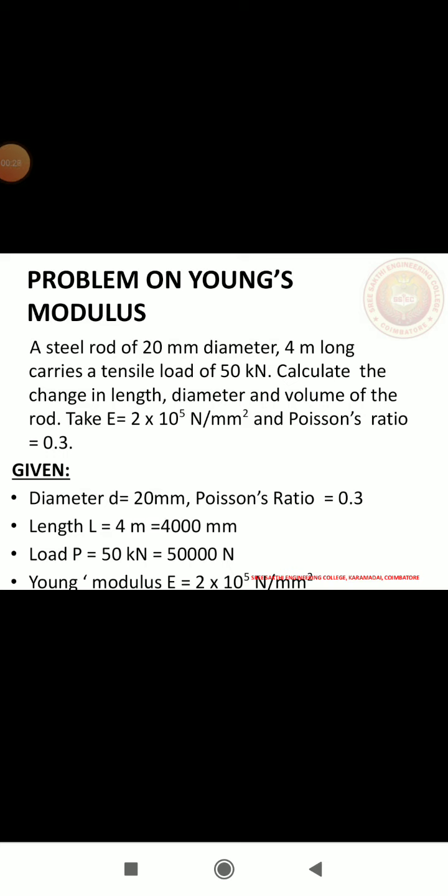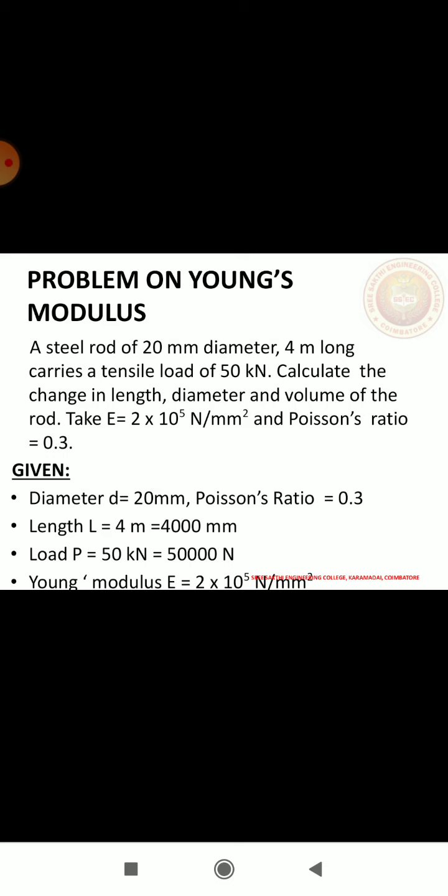A steel rod of 20 mm diameter, 4 meter long, carries a tensile load of 50 kN. Calculate the change in length, diameter and volume of the rod. Take E, that is Young's modulus, equal to 2 into 10 to the power 5 Newton per mm square, and Poisson's ratio is 0.3.